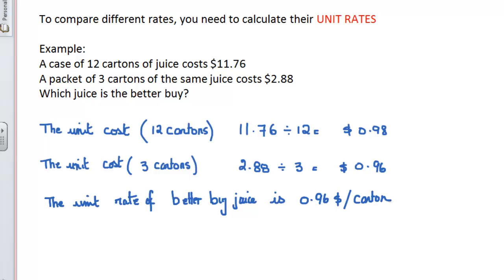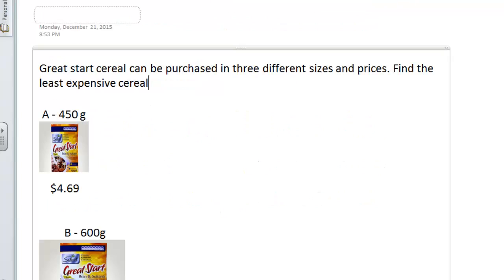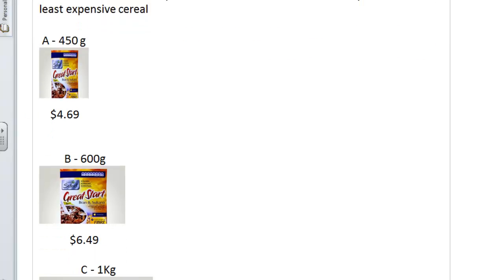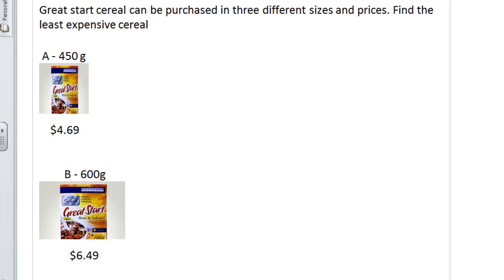And this is to explain the meaning of unit rate. Let's see another example and we will understand better the meaning of unit rate. Great Start cereal can be purchased in 3 different sizes and prices. Find the least expensive cereal. Again, I have package A, package B and package C.